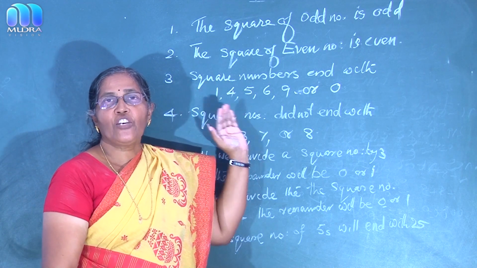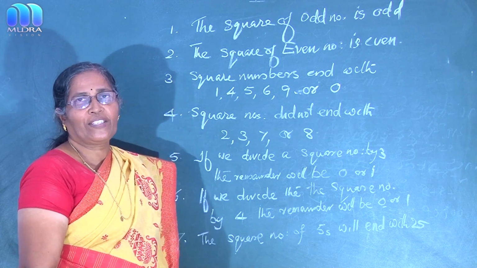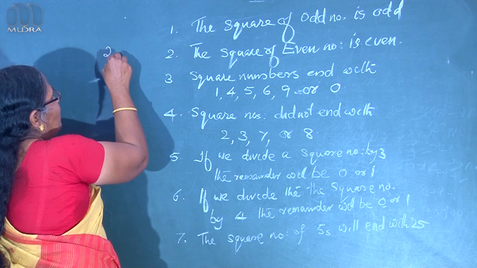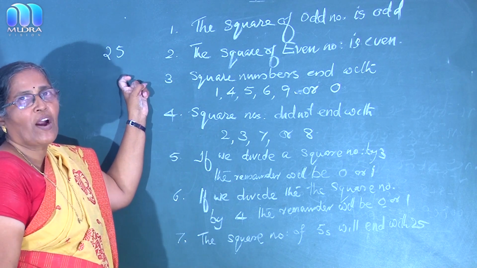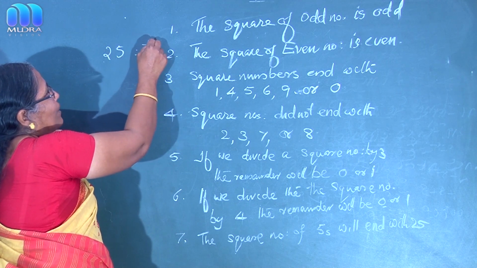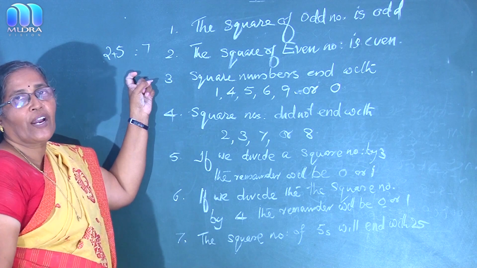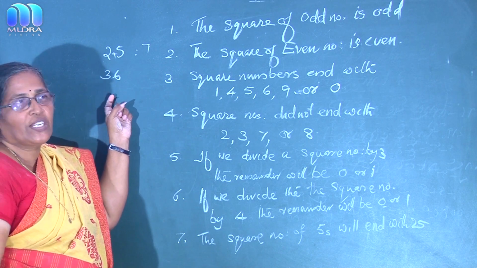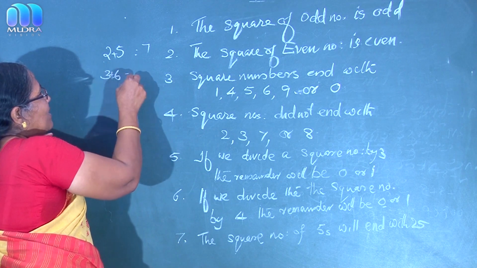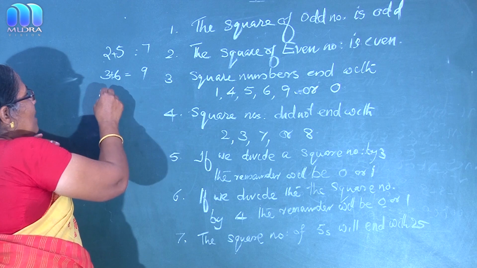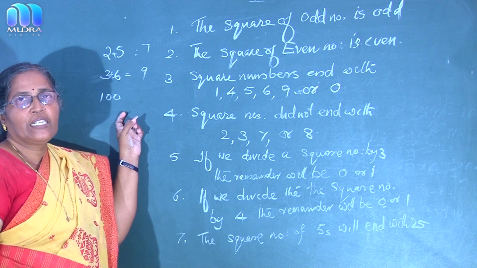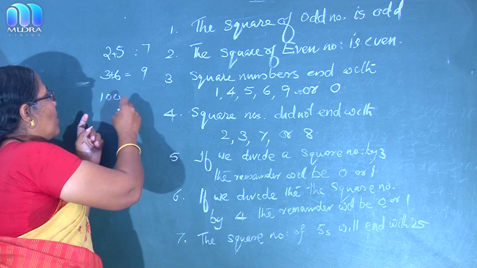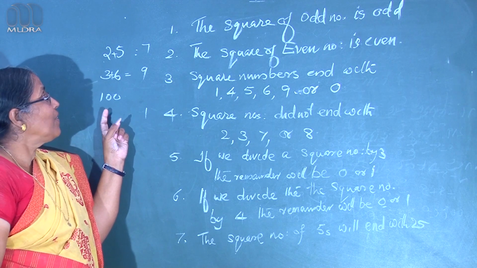More than that, let us add the digits of a square number. For example, suppose the number is 25. It is the square of 5. Then 2 plus 5 is equal to 7. If the number is 36, it is the square of 6 and the sum of its digits is 9. Then again, if the number is 100, it is the square of 10. The sum of its digits is 1 plus 0 is equal to 1. This we can find.